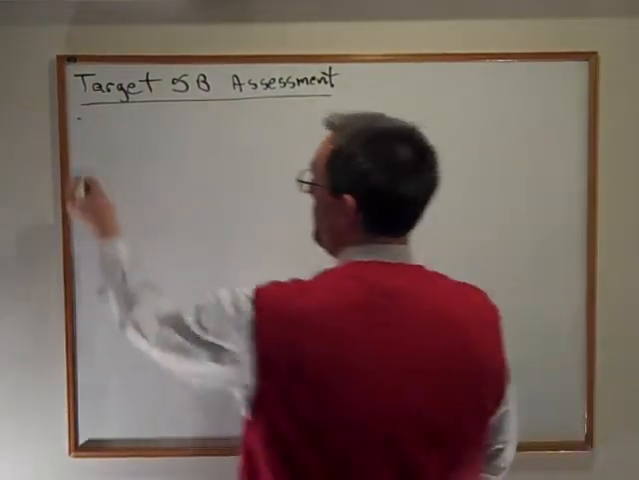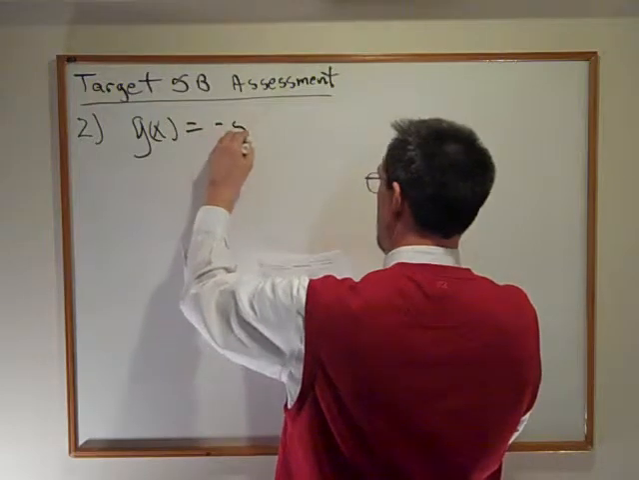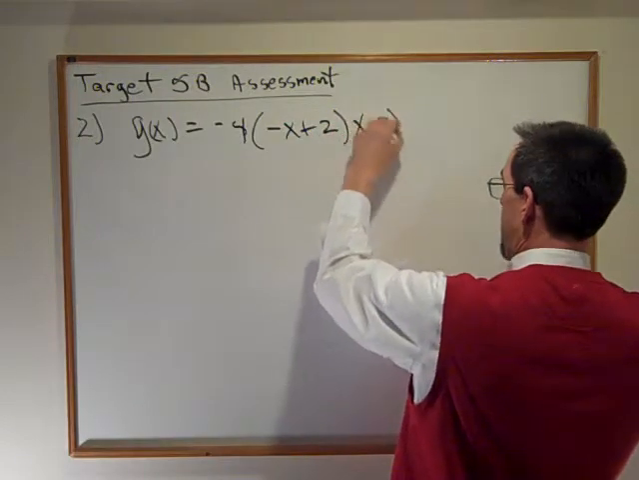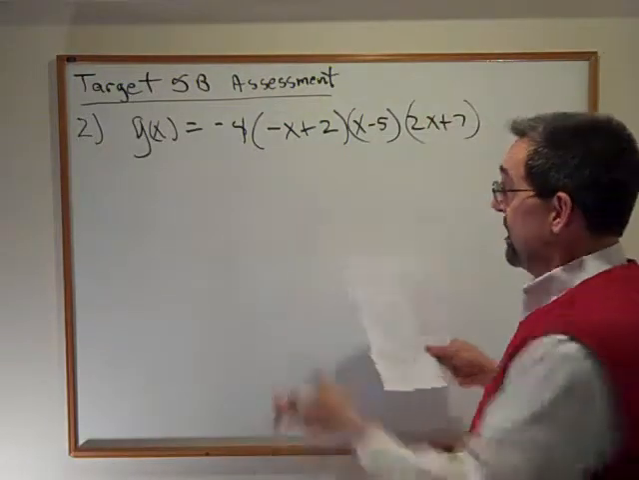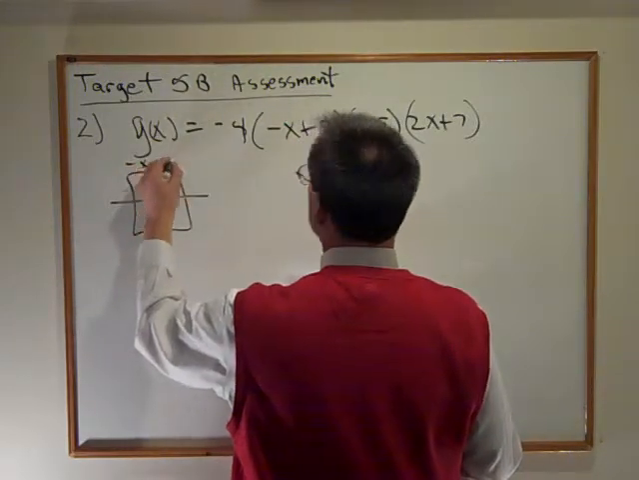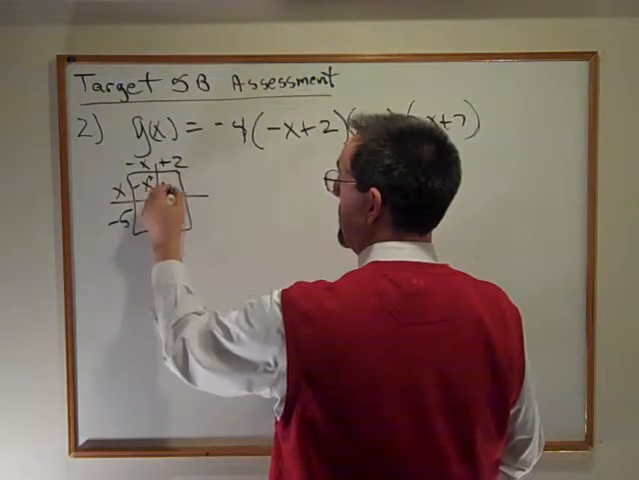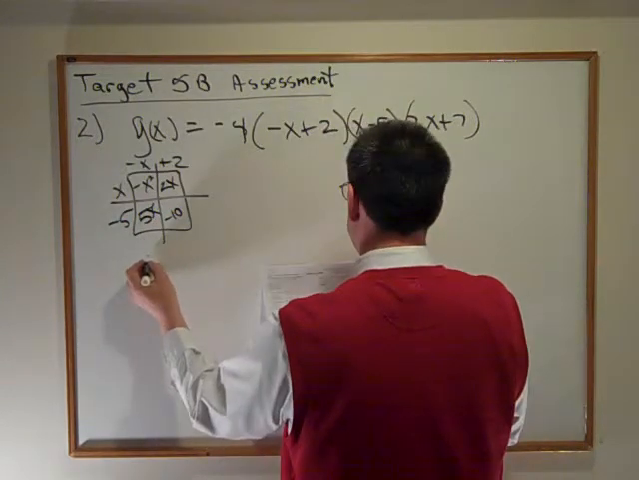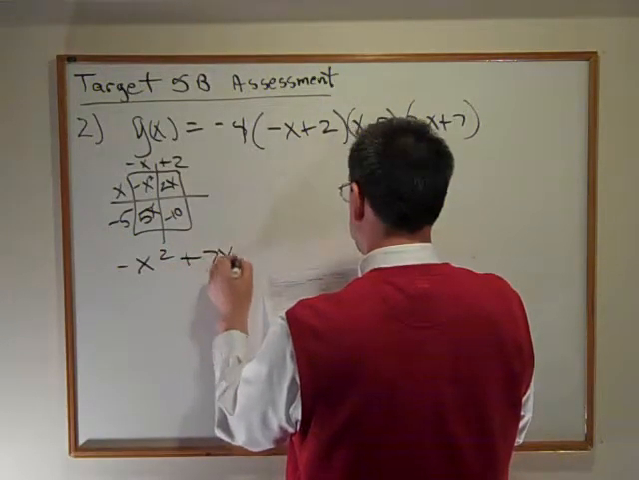Problem 2 is a little bit more complicated in that we have negative 4, negative x plus 2, x minus 5, 2x plus 7. Again, I like the area model because it helps us stay organized. Negative x plus 2, x minus 5, multiply it all out: negative x squared, 2x, 5x, and the negative 10. Add all the pieces together: negative x squared plus 7x minus the 10.